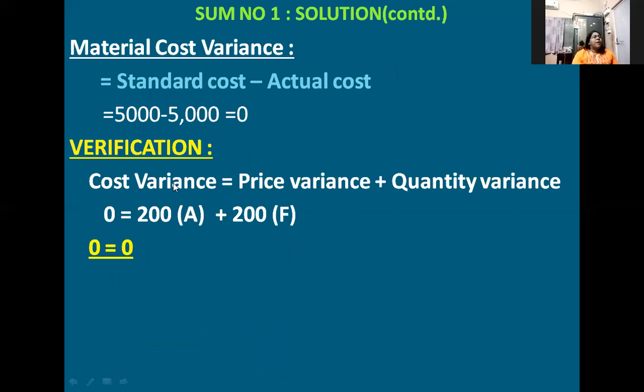The same answer we got in the verification, because the cost variance is the combination of material price variance as well as the quantity variance. Material price variance is 200 adverse, quantity variance is 200 favorable. So 200 adverse and 200 favorable means we'll get 0. So both on the left hand side and right hand side we are getting 0, which means our answers are right.